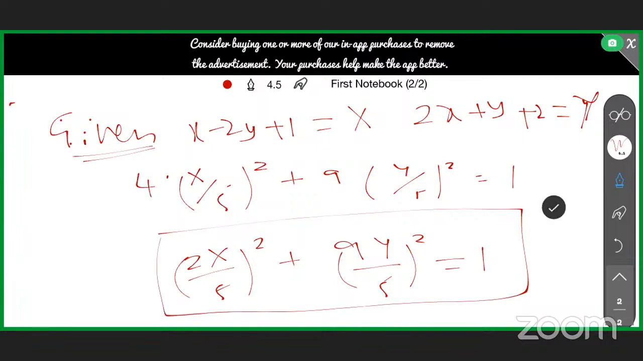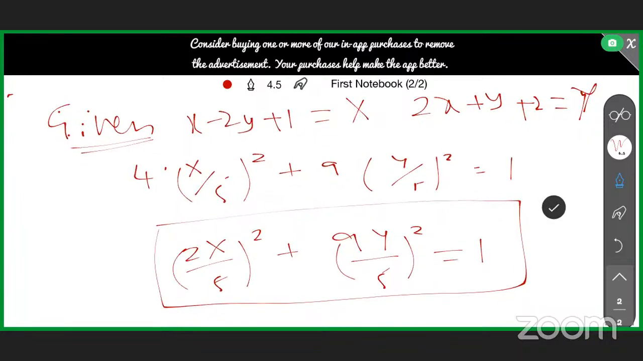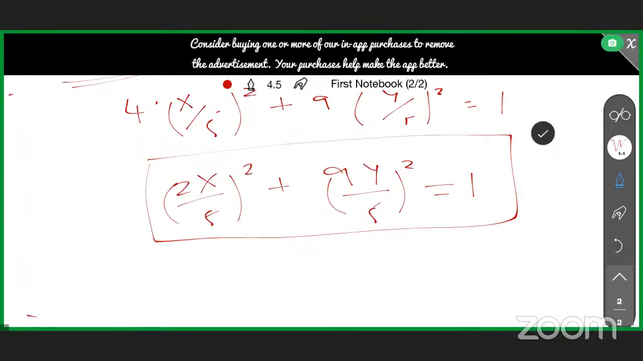Do you understand? Sir, it is 3Y. Pardon? 3Y, sir. Sorry, plus (3Y/5) whole square. Yes, sir. Shall we go for the next question? Yes, sir.